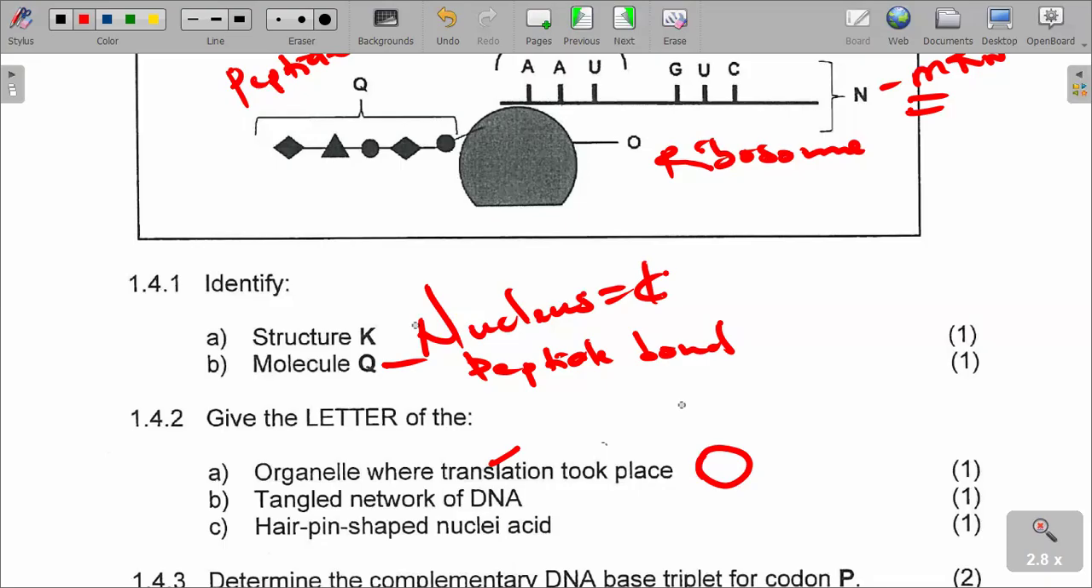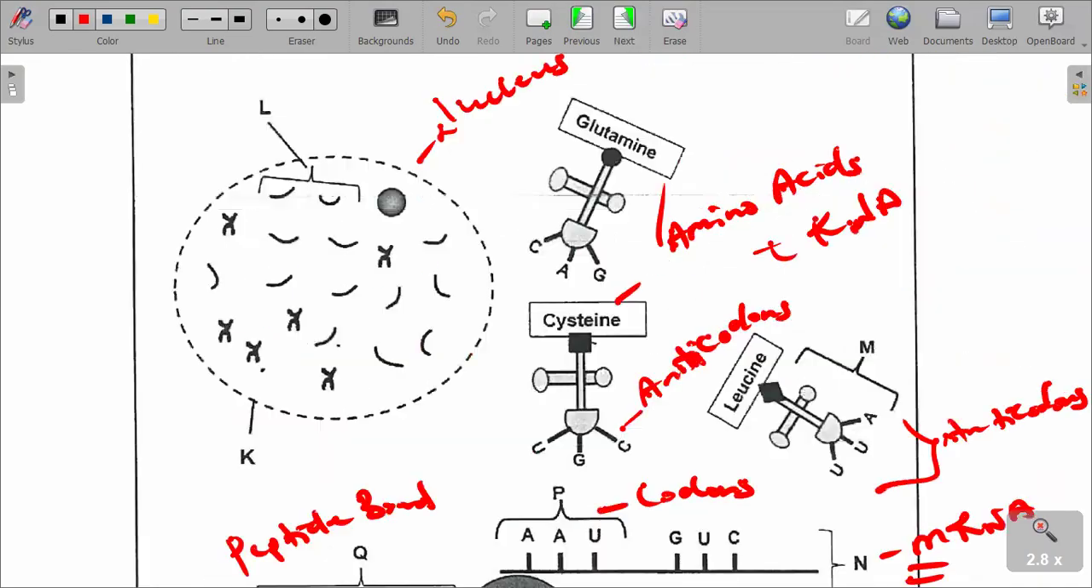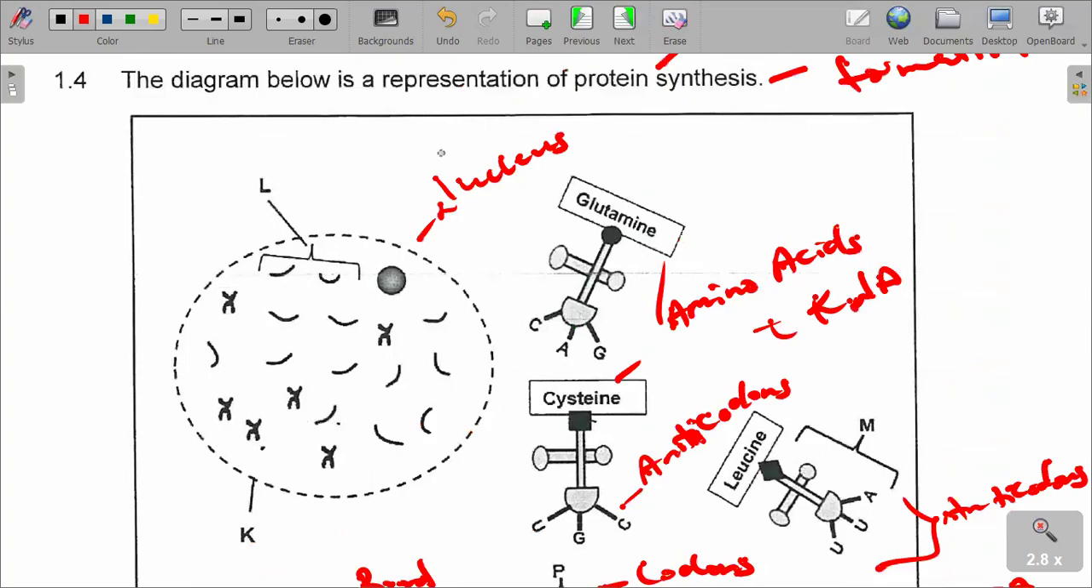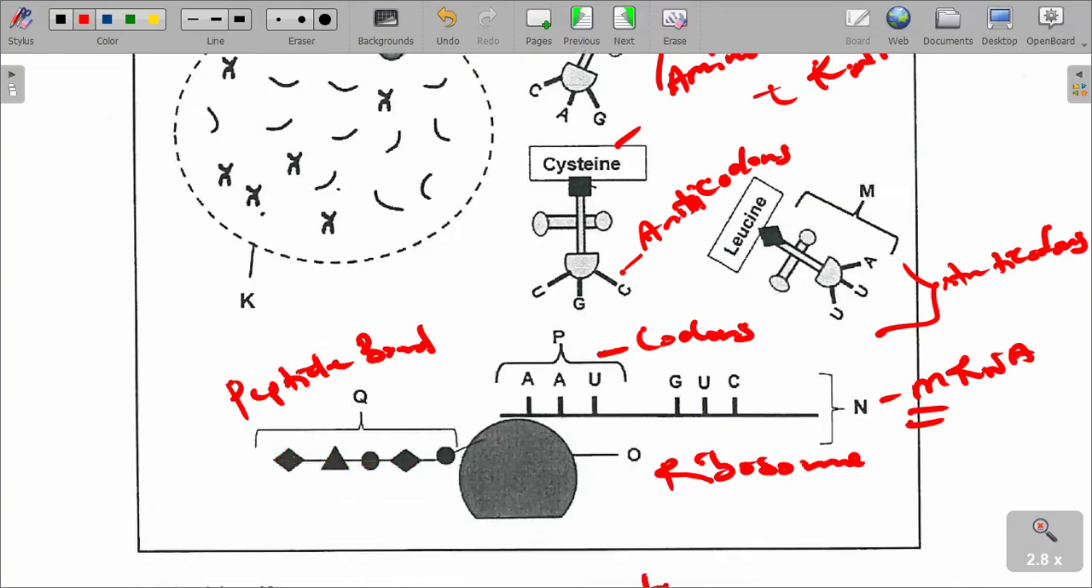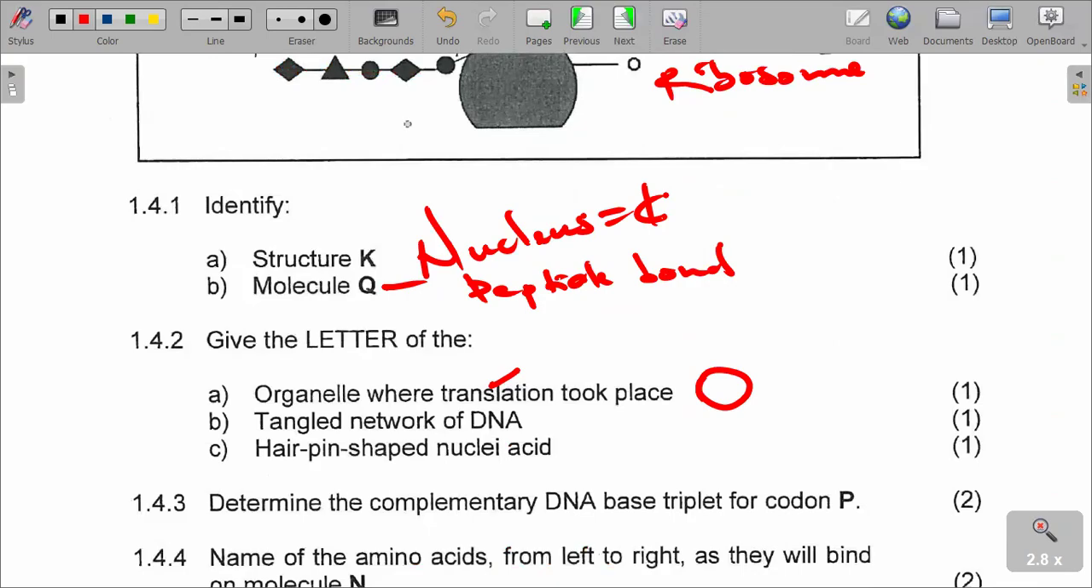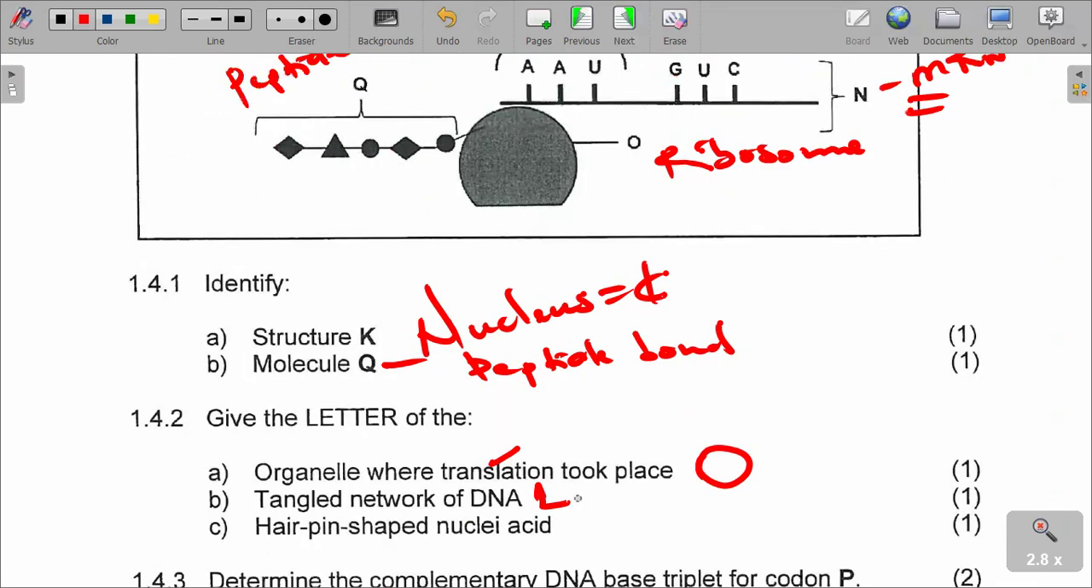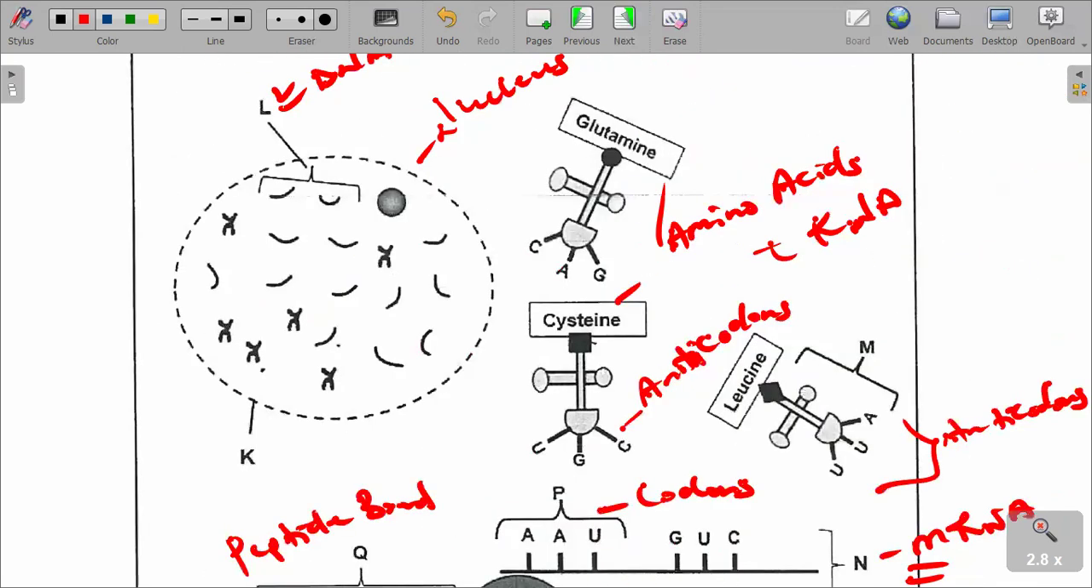And then a tangled network of DNA. The tangled network of DNA is found in the cell nucleus. This is L, DNA. This L represents the tangled network of DNA, which is found in the cell nucleus.